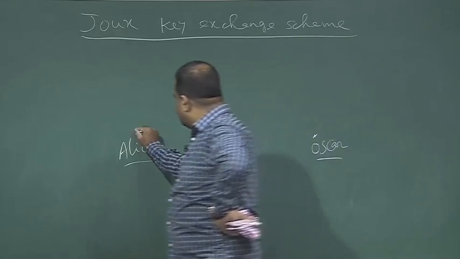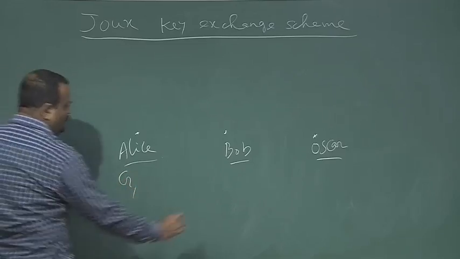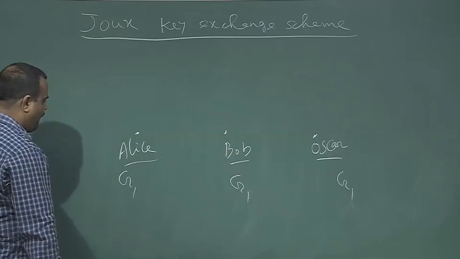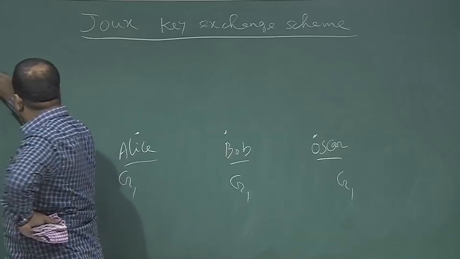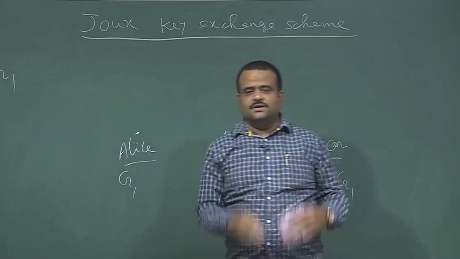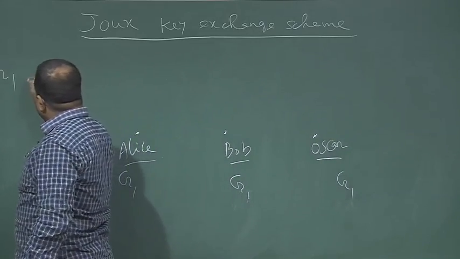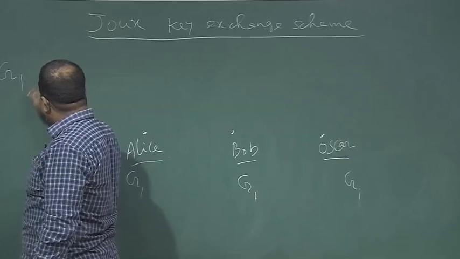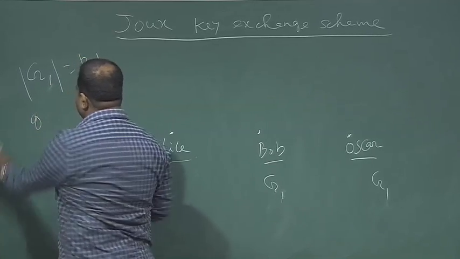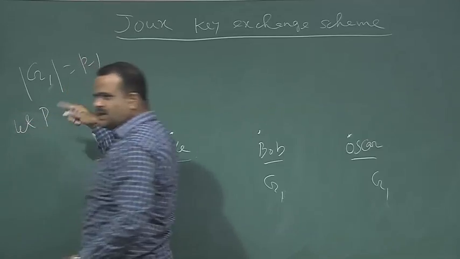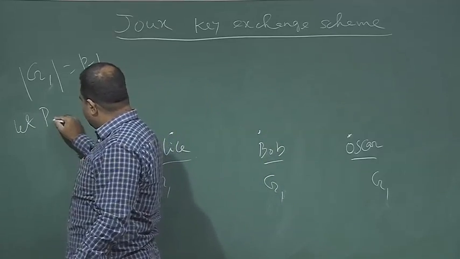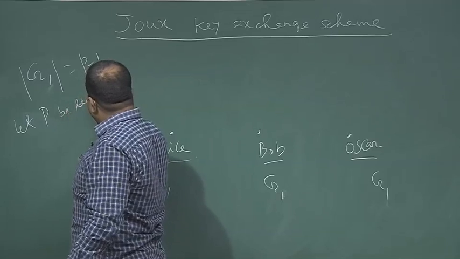So, what do they do? They know this G1, which is known to all. First of all, they have to choose a group G1 on which this pairing is defined. Suppose the order of this group is P, and P is a generator of this group. This is usually an elliptic curve group, usually an additive group, so the operation is additive, and P is a primitive element of this group.